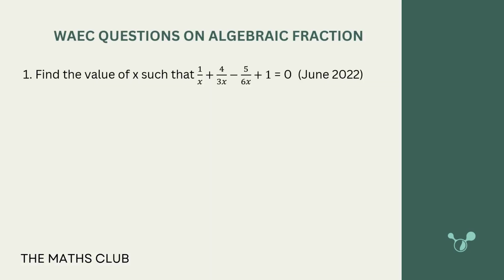First question is taken from June 2022 and it says: find the value of x such that 1 over x plus 4 over 3x minus 5 over 6x plus 1 is equal to 0. I would encourage you to pause the video till you're able to solve it by yourself, but because of time limits, I won't be able to give that space for you to solve it. So I'll just jump right into the solution.